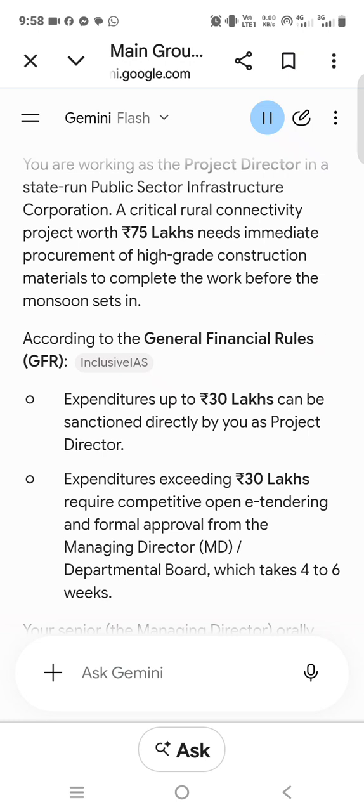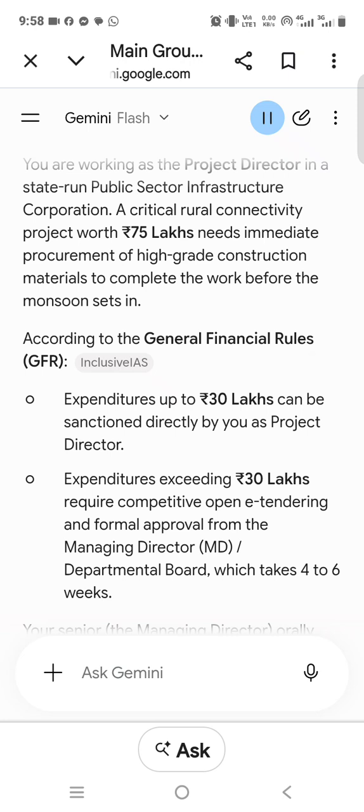Ethical and administrative conflicts. Financial propriety versus timely execution: adhering strictly to GFR versus avoiding project delays due to upcoming monsoon rains. Rule-based conduct versus illegal orders: duty of obedience to superior officers versus obligation to uphold law and statutory rules. Personal career interest versus integrity: fear of adverse ACR and promotion impact versus maintaining financial probity.